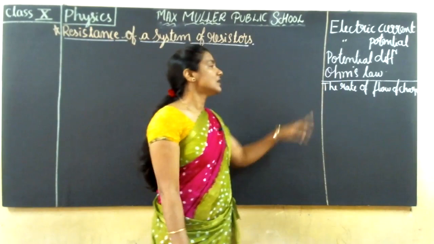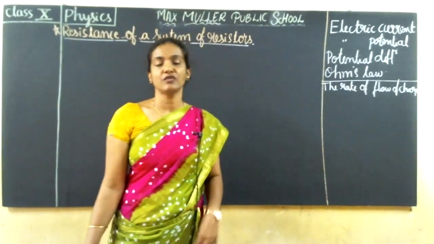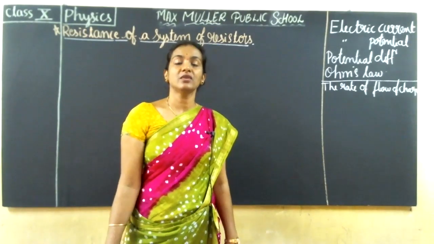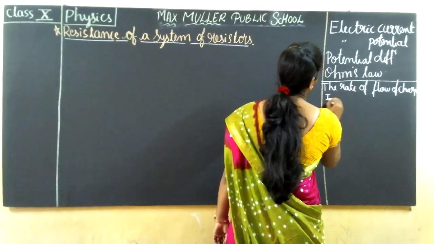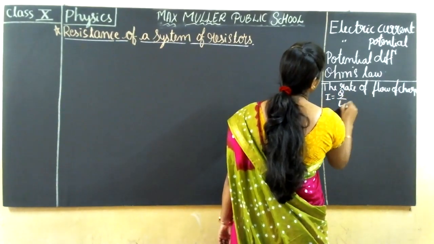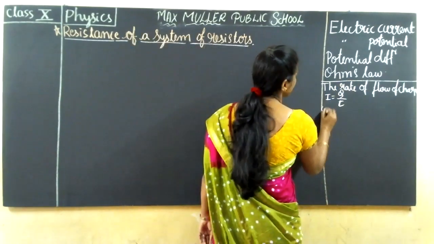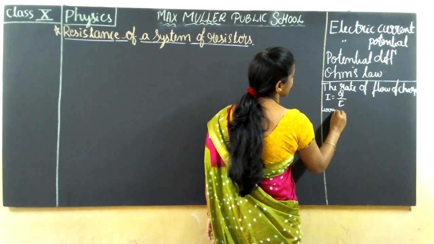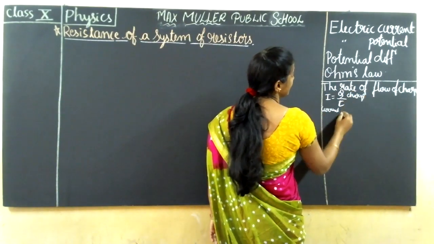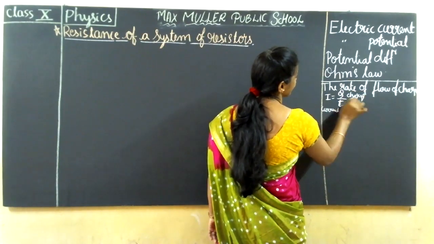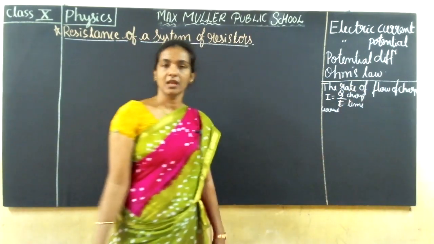What is the formula to find the current when it is given by charge and time? I is equal to Q by T. Here I is current, Q is charge, and T is time.